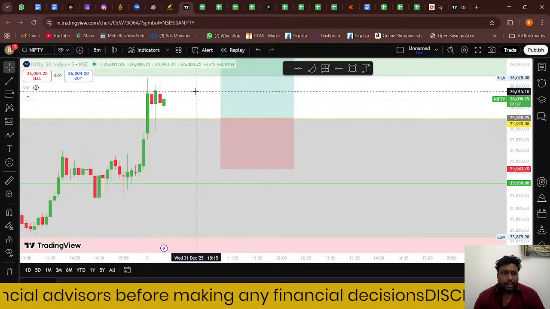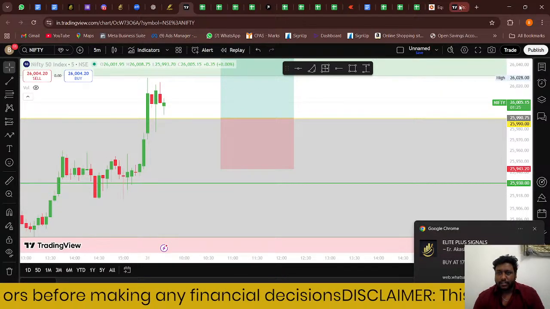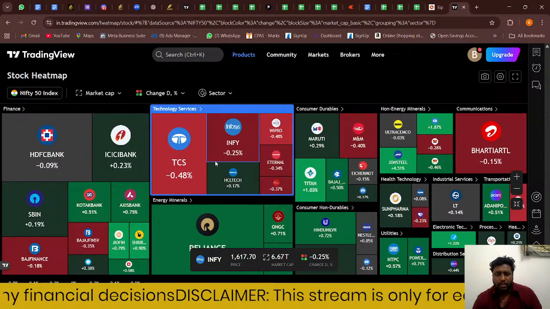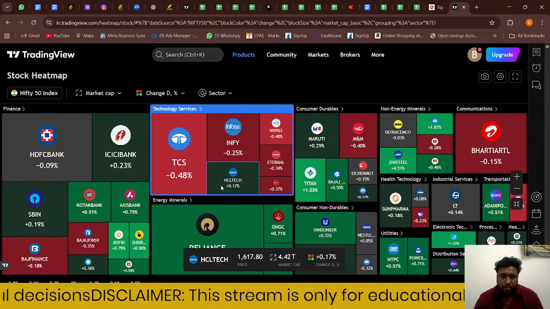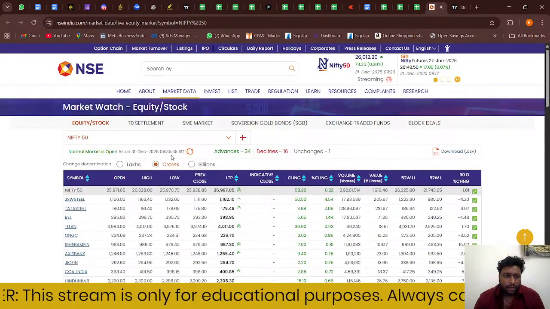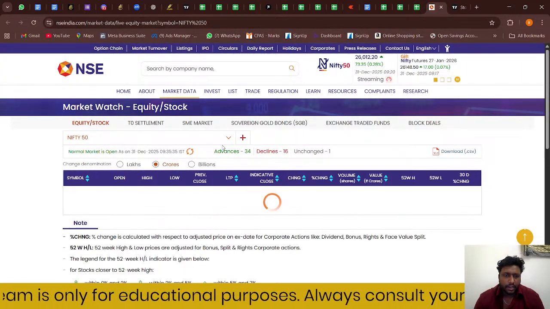Because Bank Nifty is dragging down, and on the IT sector side, the IT sector is dragging, with TCS, Infosys, HCL Tech. HCL Tech is gaining a little bit, but not as strong as we need.